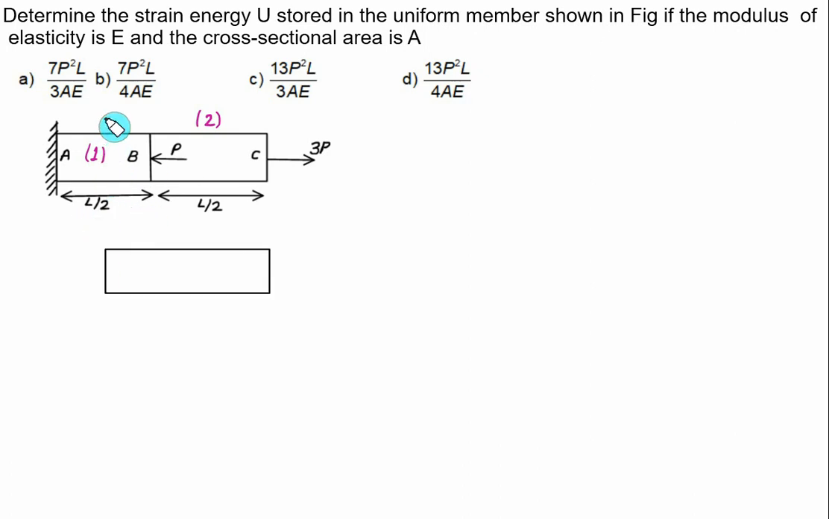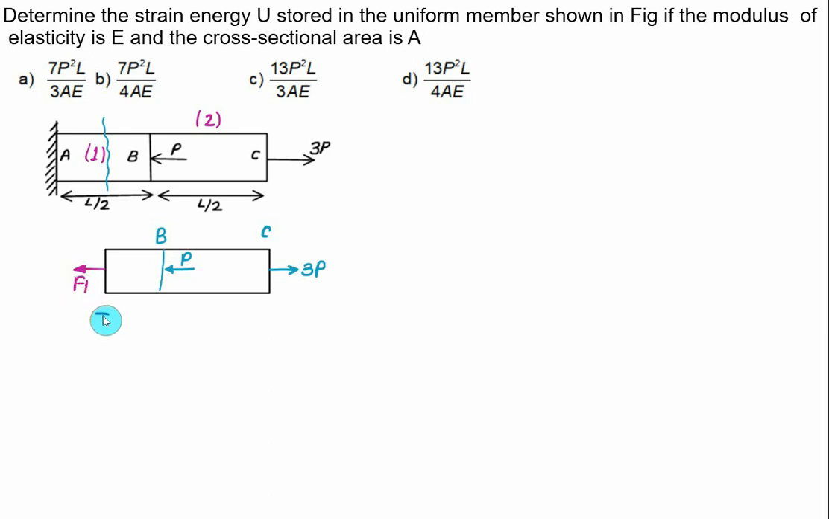So we'll make a cut in section 1 and develop our figure for section 1. At point B, one force acting is equal to P in a leftward direction. At point C, one force is acting equal to 3P in the rightward direction. The internal force in section 1 will be equal to F1.